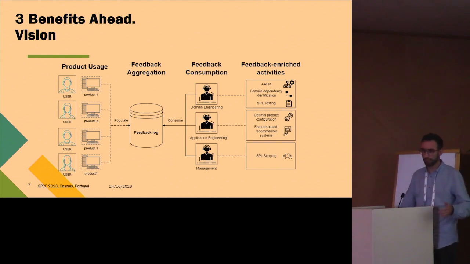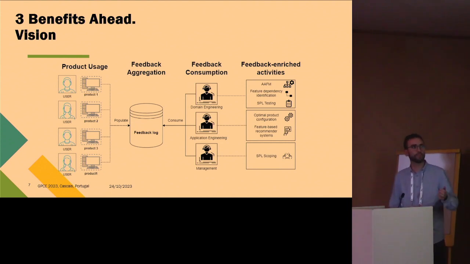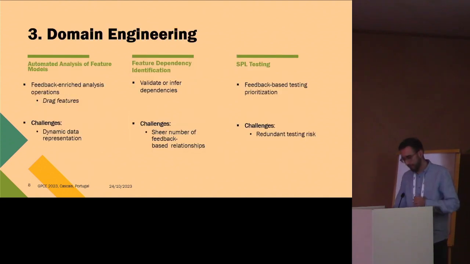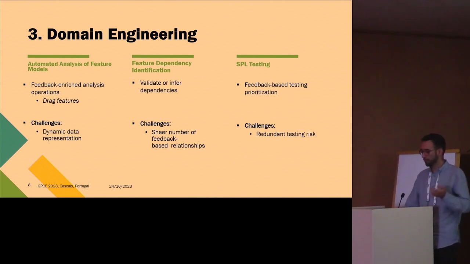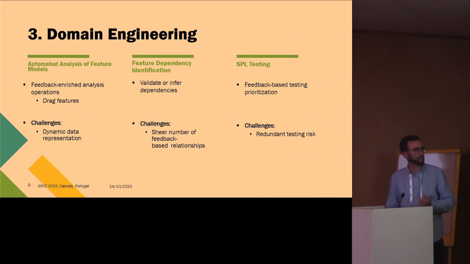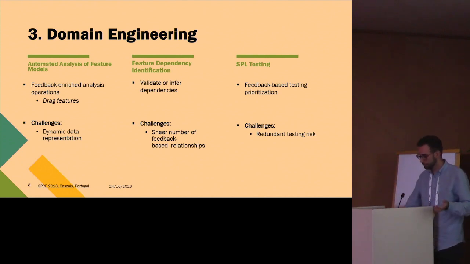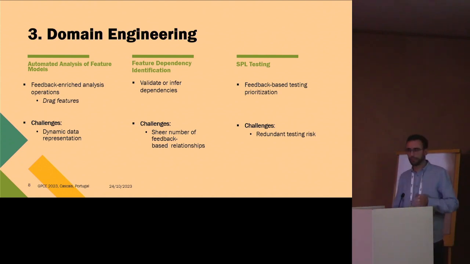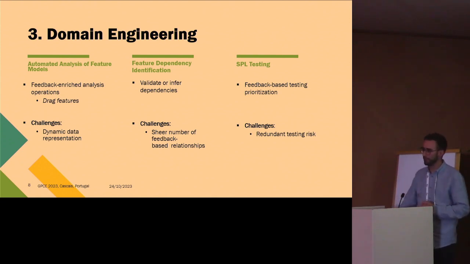So with some discussions and based on our prior experience, we identified 6 different product line engineering activities that we thought could be enriched or could benefit from implicit feedback. I will now list what benefits we think could be incorporated into each of the activities, or what challenges would occur if we want to use implicit feedback there. So in the case of domain engineering, we identified 3 different activities. The first one is automated analysis of feature models. That is what Camilo told us about in the previous session.